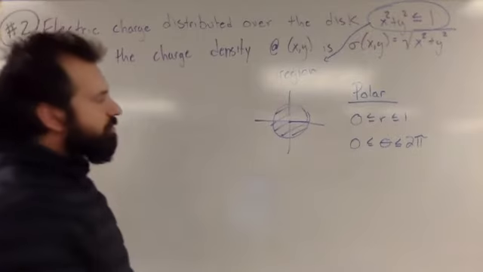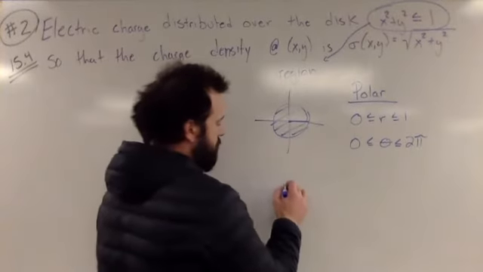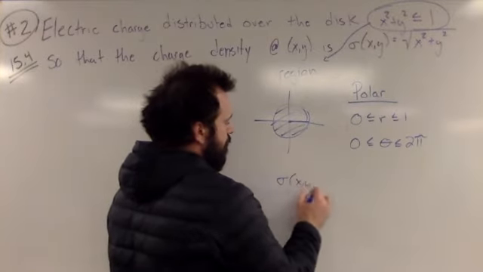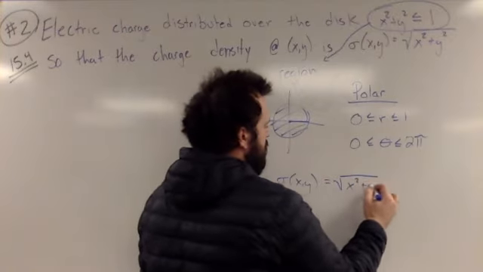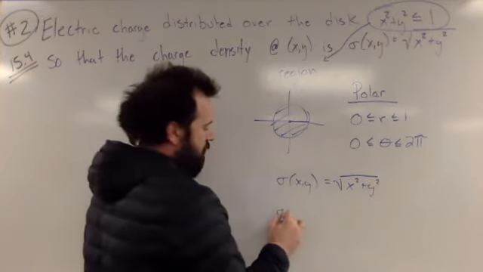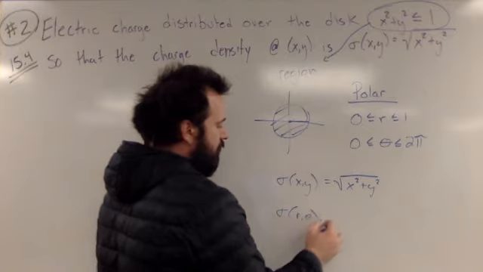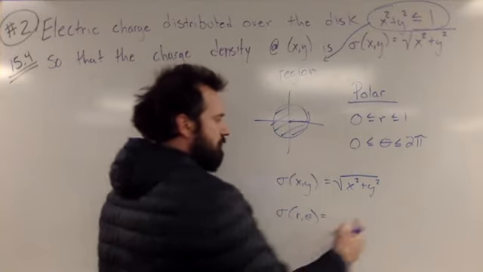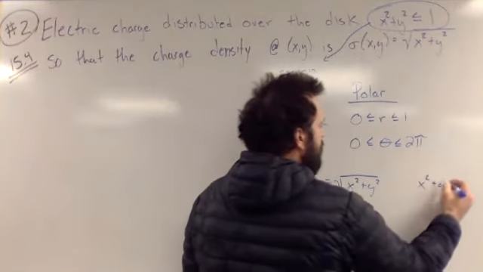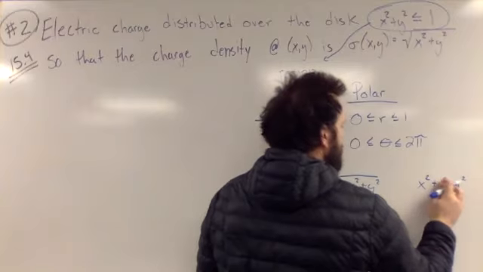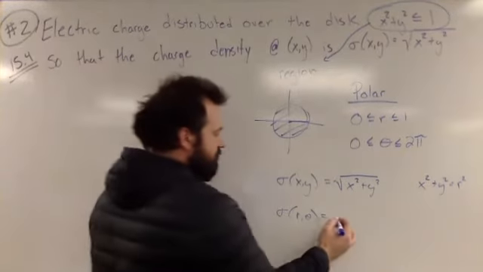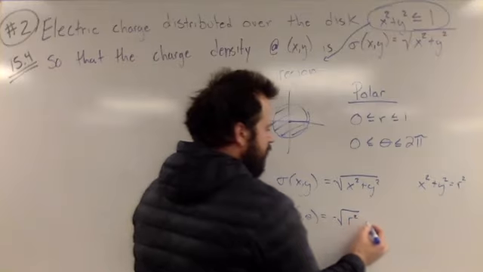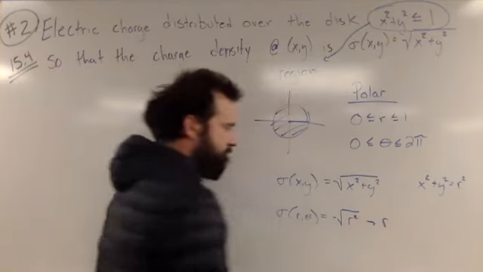So then that means that I want to rewrite my function. Instead of having my function be in terms of x's and y's, I want to rewrite this in terms of r and theta. But I know in polar that x squared plus y squared is just my radius squared. So that means that this is going to be the square root of r squared, which is just r.